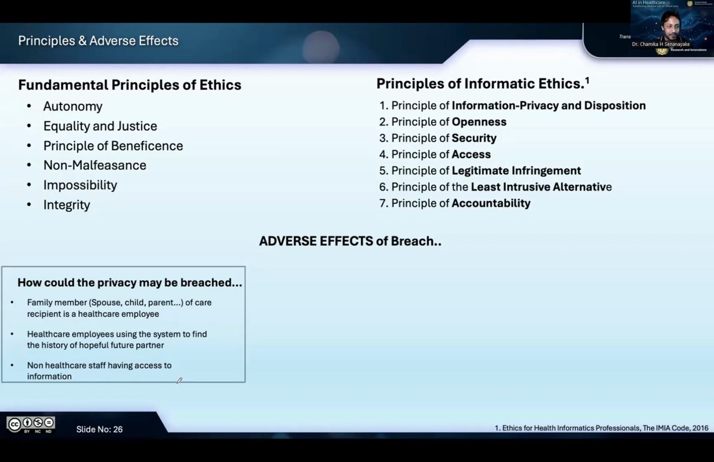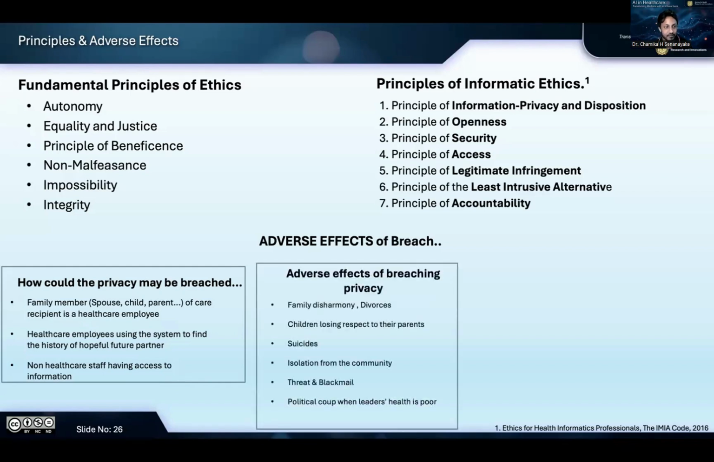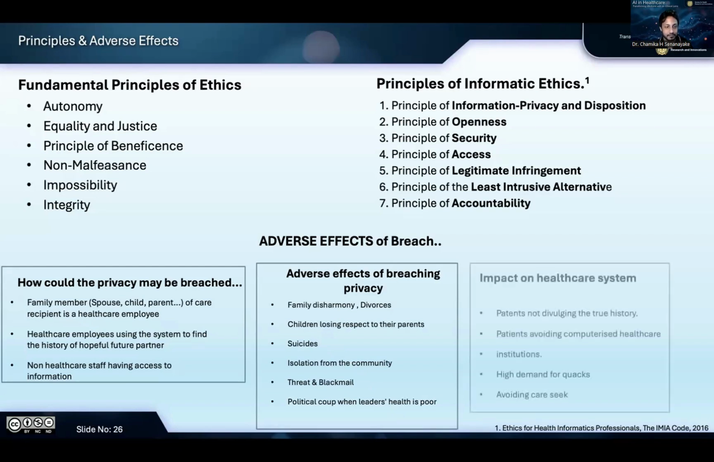And healthcare employees using the system to find the history of hopeful future partners, and non-healthcare staff accessing healthcare information. Those are some of the popular ways of getting breached. So what are the effects? It can cause family disharmony, divorces, children losing respect for their parents, suicide, isolation from the community, threats, blackmail, and political coups when a leader's health is divulged to the public.